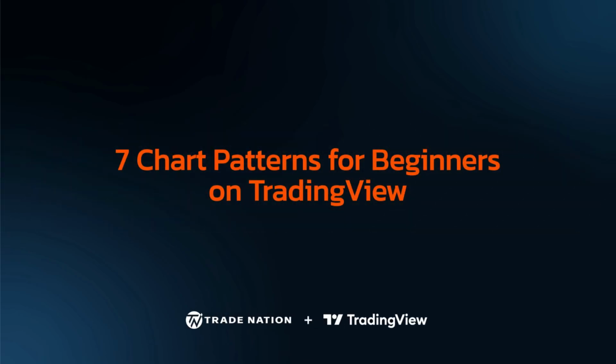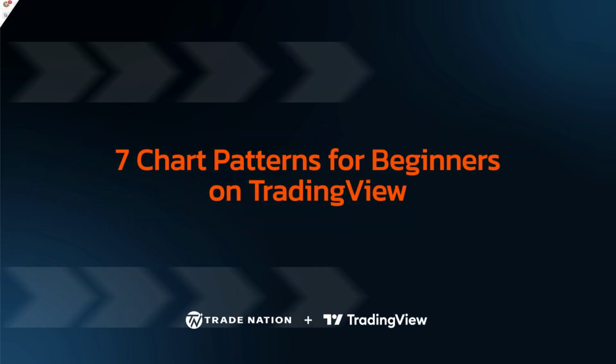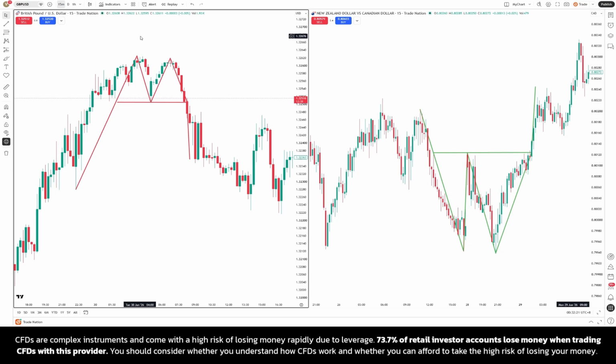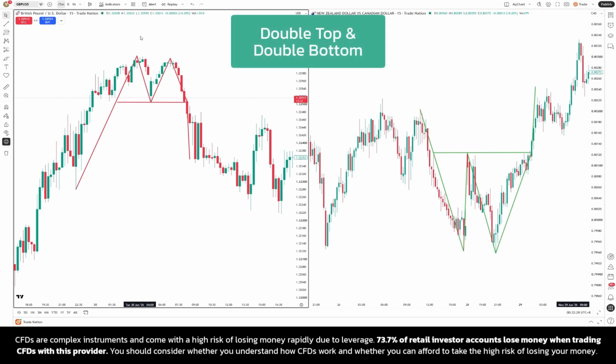Chart patterns are one of the simplest ways to interpret price structure. They reflect how buyers and sellers interact over time, and they tend to repeat because market behavior is consistent. The first pattern most traders encounter is the double top and double bottom.